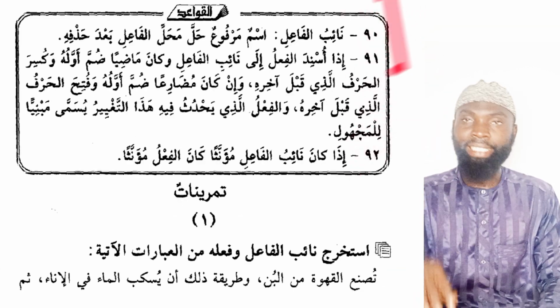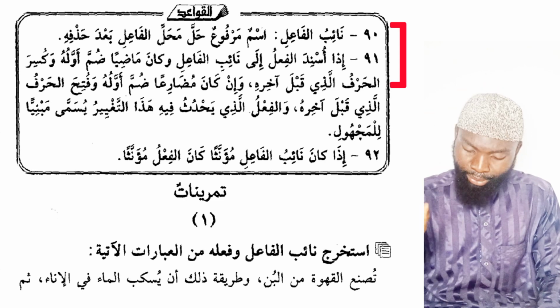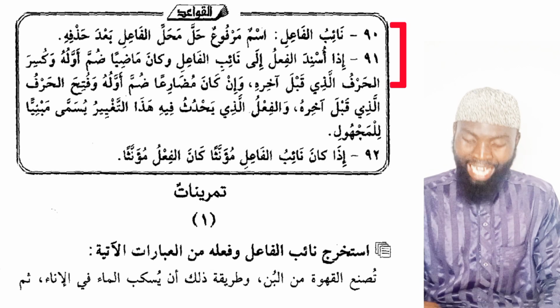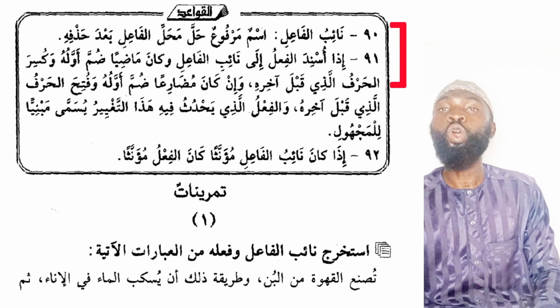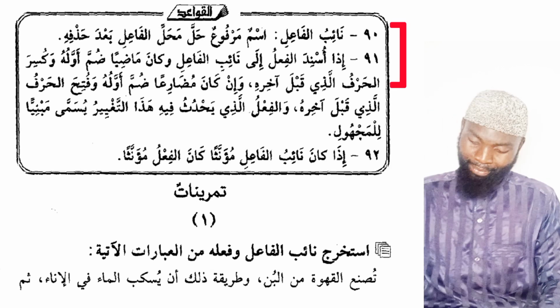Now we have al-qawaid, the rules. The first rule says naibul fa'il, the assistant of the subject, ismun marfu'un, is always a nominative noun, halla mahalla al-fa'il ba'da hadfihi, which takes the place of the subject after the subject has been omitted.